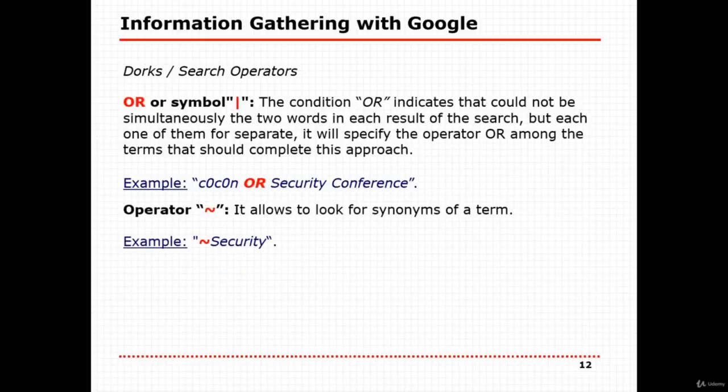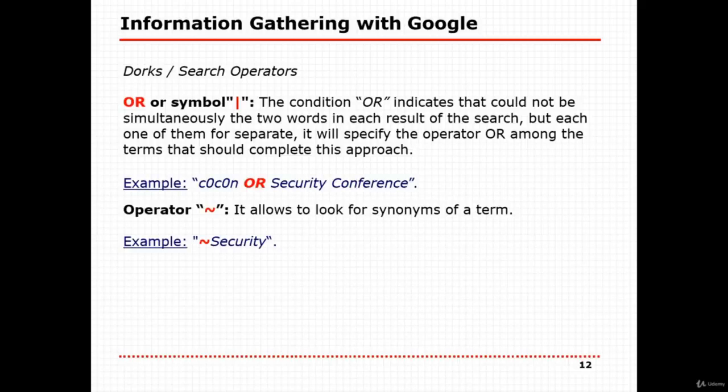The OR symbol is the pipe. With the pipe you can indicate that results may contain either of the words, so the search runs on both terms at one time. Alright, so coupon or security components, you can just use the pipe symbol also.